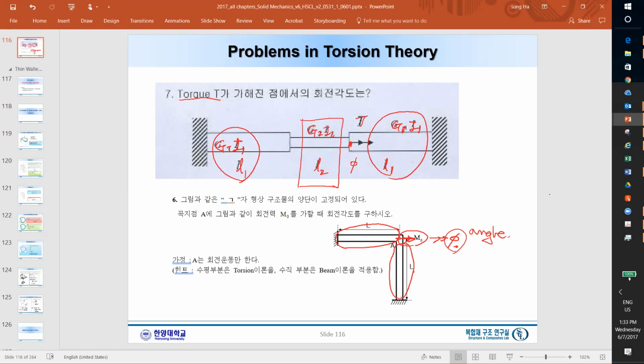Okay, and the length is L, and here, of course, EI or GJ, and this is the same EI and GJ, the bending or torsional stiffness. Okay, so this is a very important question.